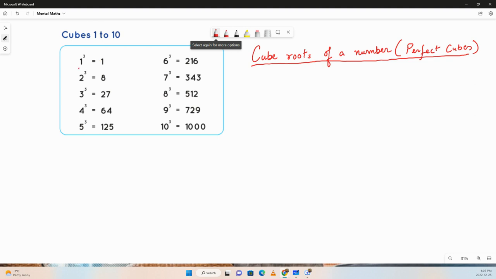Here we also have to notice the pattern that 1 cube ends with 1, 4 cube ends with 4, 5 cube ends with 5, 6 cube ends with 6, and 9 cube ends with 9. So we have 1, 4, 5, 6, and 9. The cubes of these numbers end with the same number.